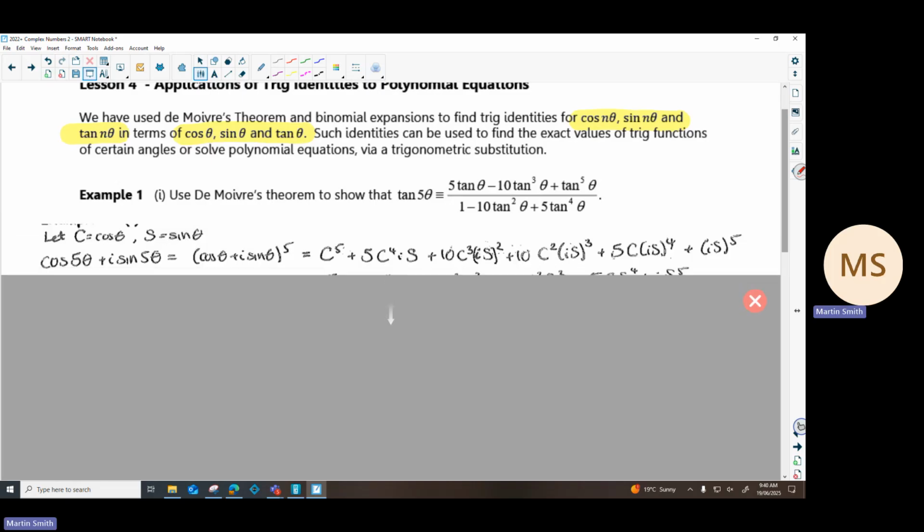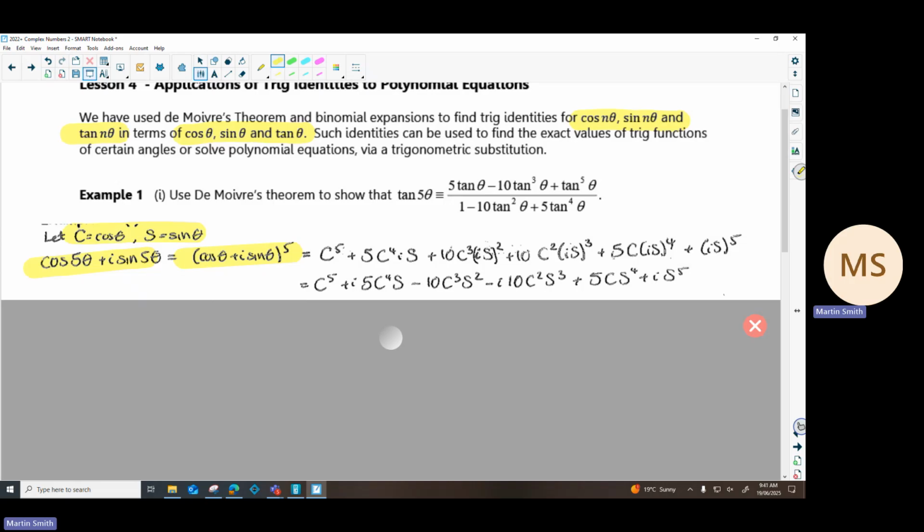So here is a solution via De Moivre's theorem. cos 5 theta plus i sine 5 theta is given by cos theta plus i sine theta to the power of 5. It is sensible to let C stand for cos theta and S for sine theta. So this is C plus iS to the 5, which expands by a binomial expansion: C to the 5, plus 5 choose 1, which is 5C to the 4 iS, plus 5 choose 2, which is 10C cubed (iS) squared, plus 5 choose 3, which is 10C squared (iS) cubed, plus 5 choose 4, which is 5C (iS) to the 4, plus (iS) to the 5.